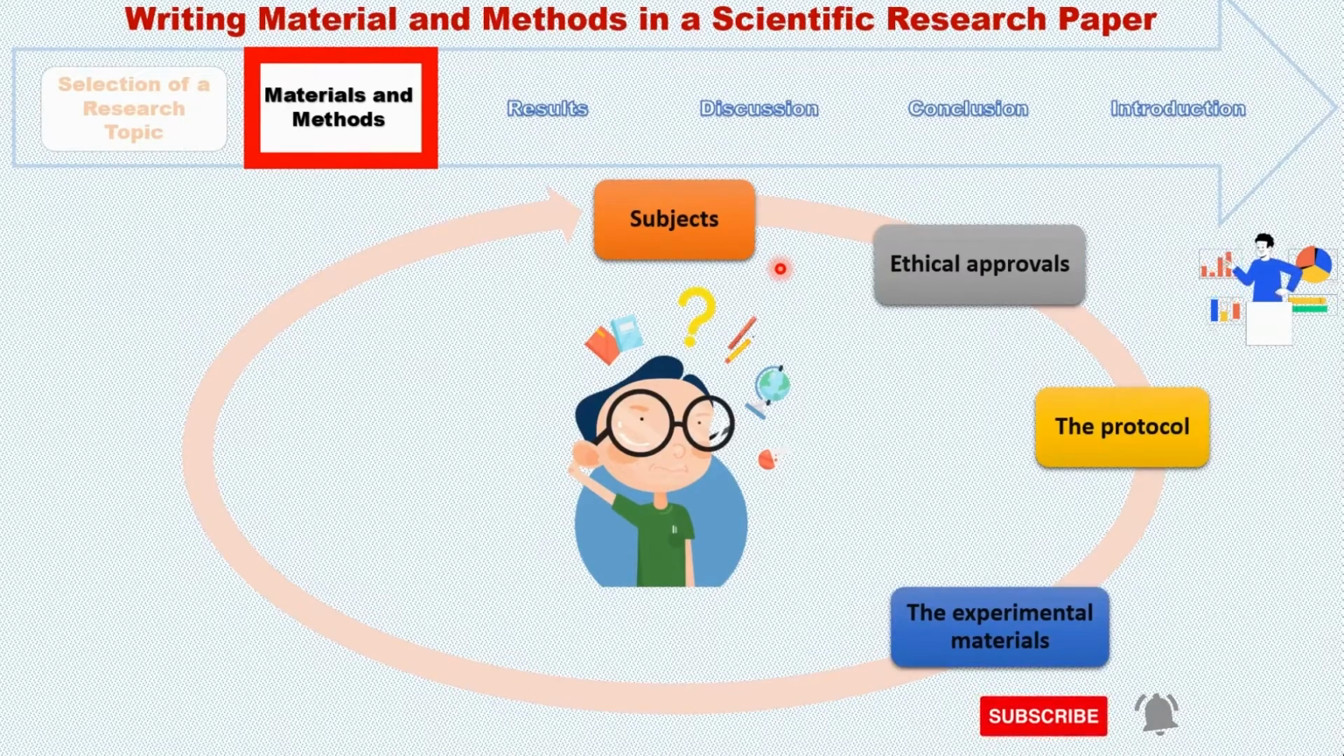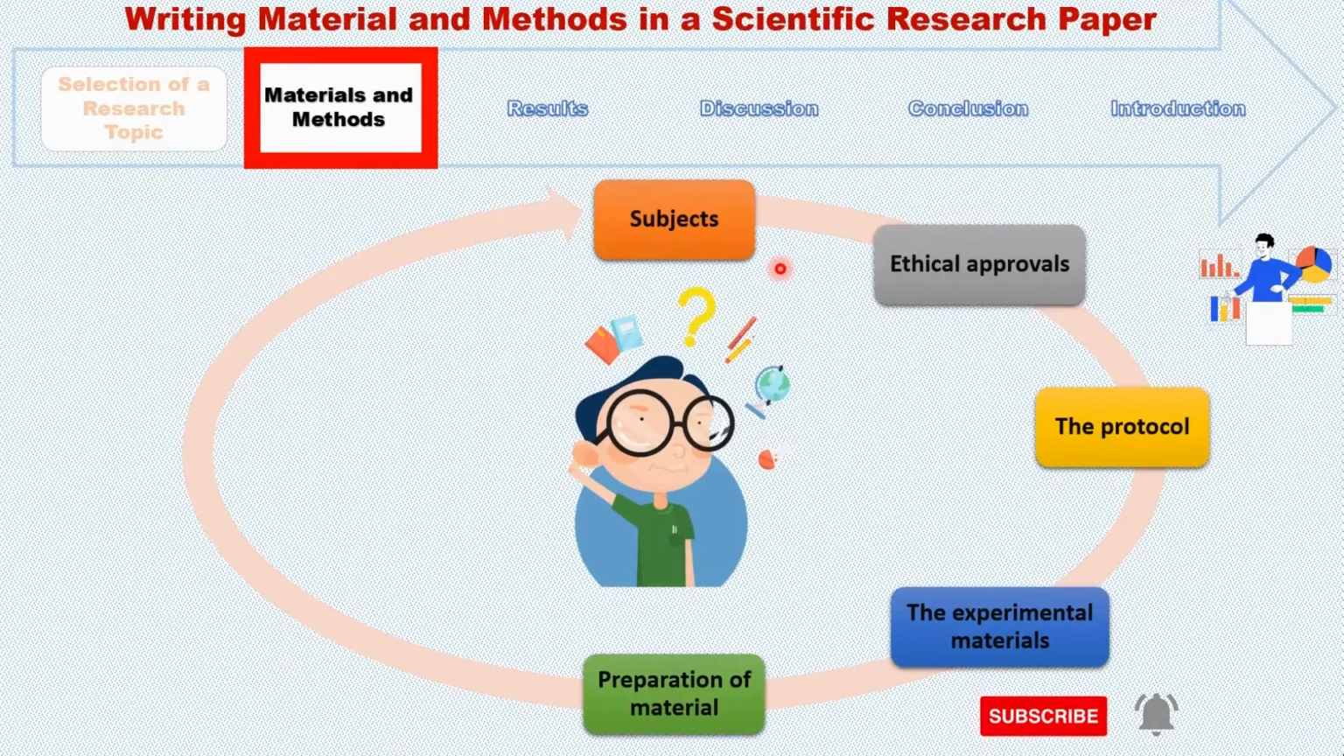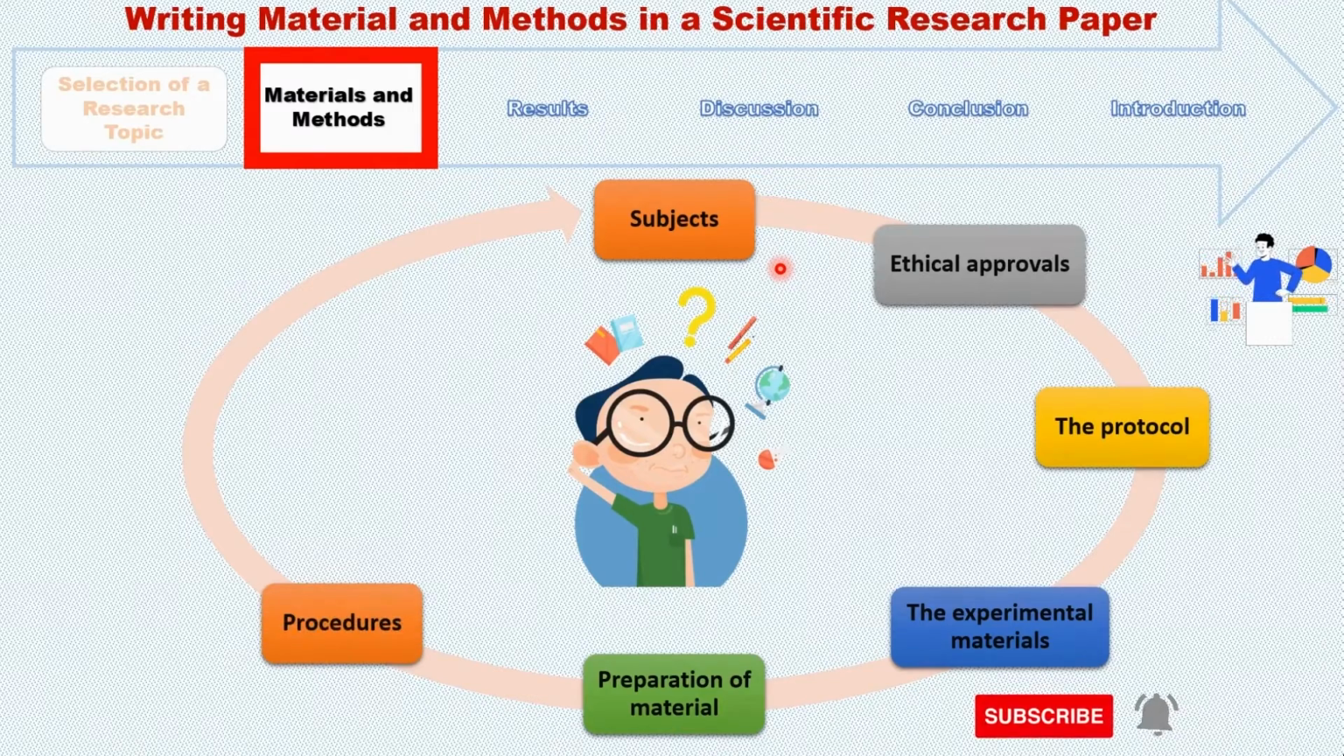Experimental materials are also an important part of the materials and methods. The author should explain the details of the experimental materials used during the experimentation. Preparation of material is the next step. The researcher should also explain how the materials were prepared. The complete step-by-step procedure of the experiment should be detailed. It is better if the researcher keeps noting every step of experimentation during the study.